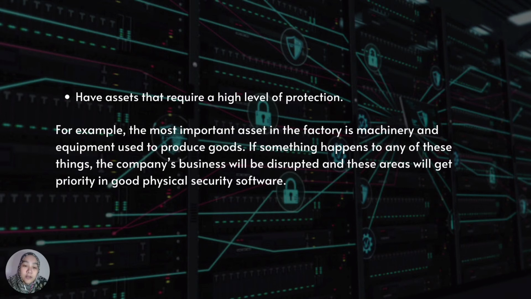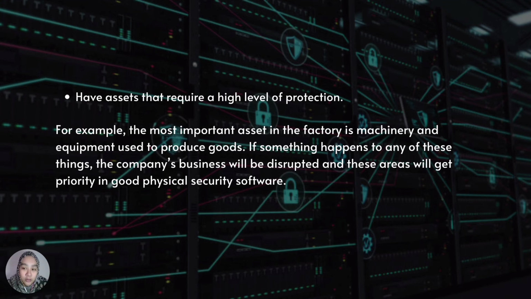Have assets that require a high level of protection. For example, the most important asset in a factory is the machinery and equipment used to produce goods. If something happened to any of these things, the company's business will be disrupted, and these areas will get priority in good physical security software. In addition, the company may also have warehouses containing the required finished products or raw materials.